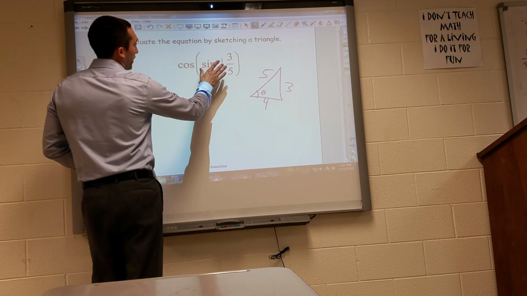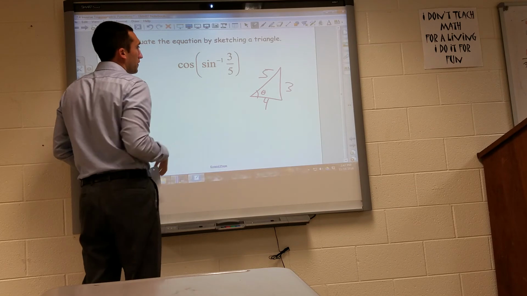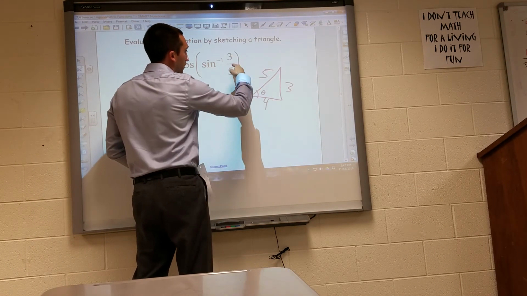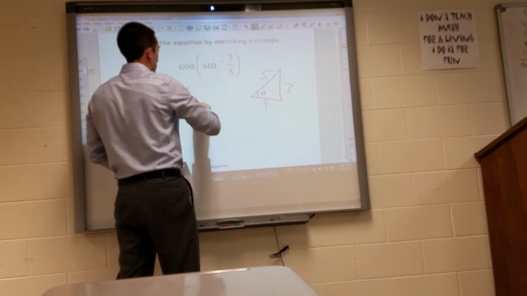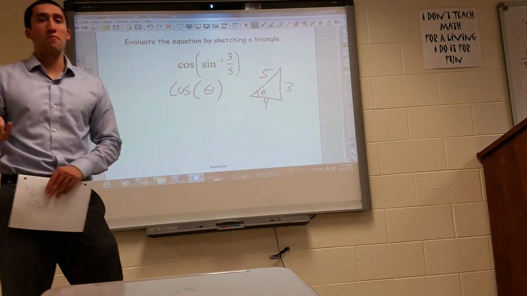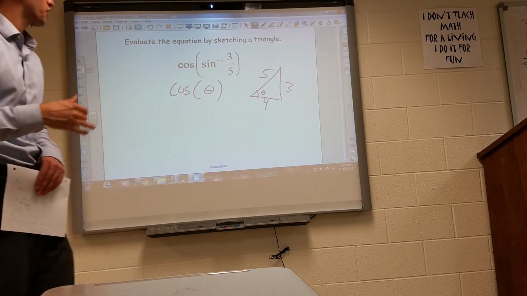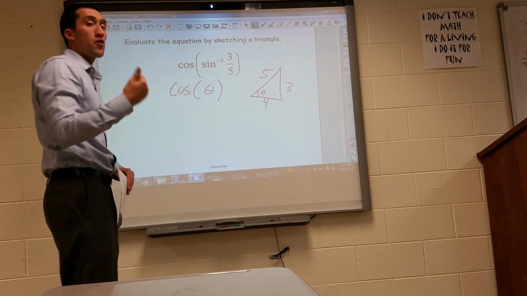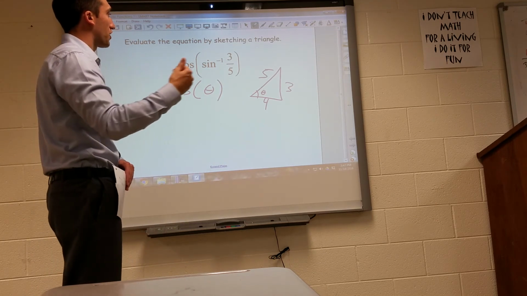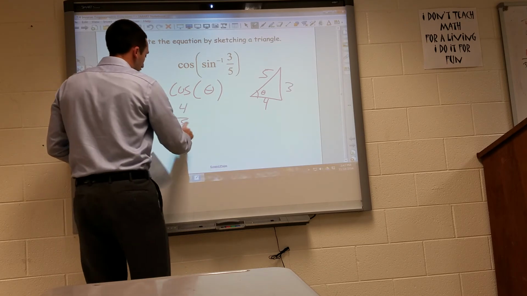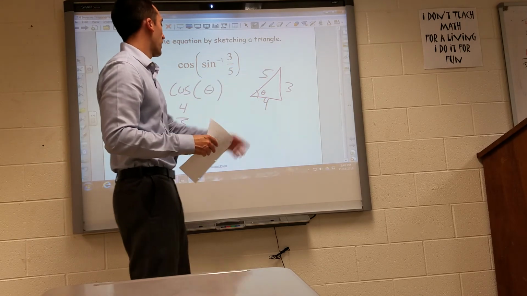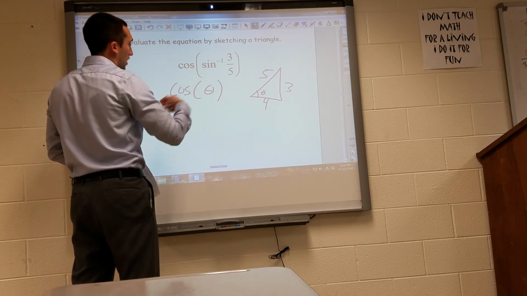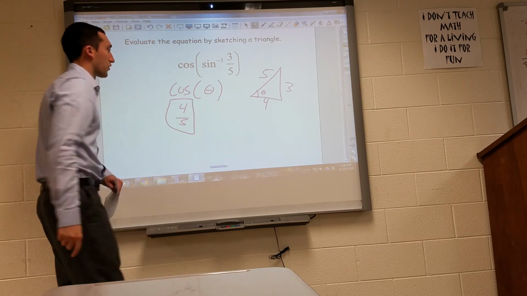So the first thing I'm going to do is the sine inverse of 3/5. Well, if I took the inverse sine of 3/5, that's just going to give me theta. We don't know what theta is, but it doesn't matter because we're not looking for theta. We're looking for the cosine. So the inverse sine of 3/5 is theta, and then cosine of theta, cosine is adjacent over hypotenuse, so this just equals 4/5. So we have solved this equation by sketching the triangle and then finding the cosine of theta.